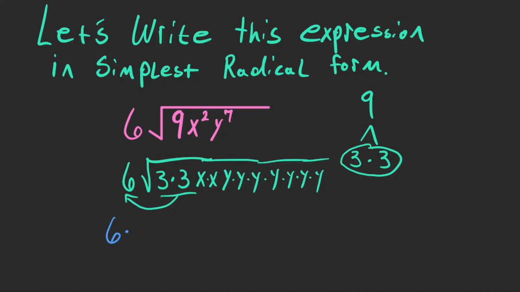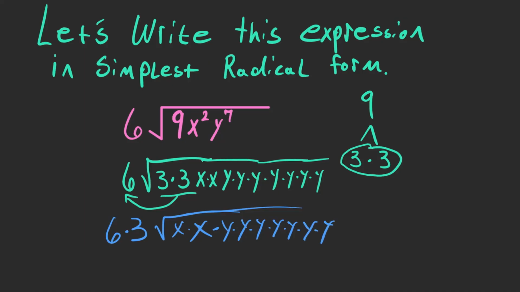So that'll be 6 times the 3 that I pull out, on the root of x times x times y times y times y times y times y times y times y. I know I'm getting a little sloppy with that, but all right, here we go. So now I also have a pair of x's here. I'm going to pull one x out, and I have 1, 2, 3 pairs of y's that I need to pull out, and I'm going to pull out 1 y for every pair.